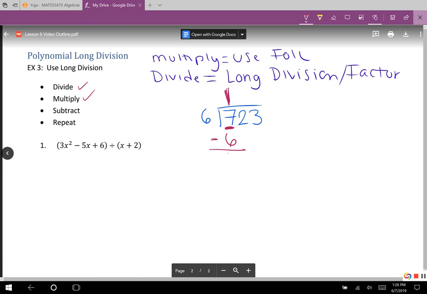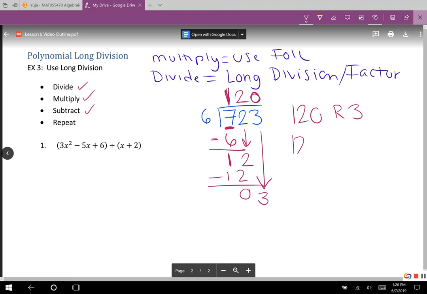And then I bring down the next number and repeat the process. 6 goes into 12 2 times. 2 times 6 is 12. Remainder of 0. Bring down the next. 6 goes into 3 0 times. And so then this 3 is actually my remainder. And so I can say my answer is 120 with a remainder of 3. Or we could write that as 120 plus 3 over 6. That's the remainder over the divisor. Or I guess in this case, it'd be 120½, because 3 over 6 is a half.